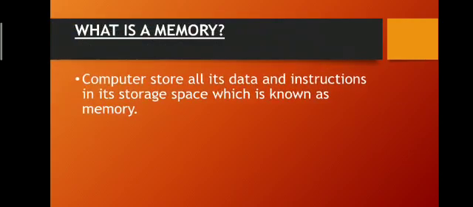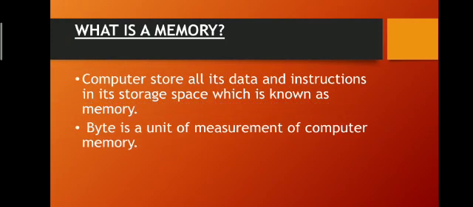Children, we all know that our computer stores all its data and instructions in its storage space, which is known as memory. Our computer memory consists of many storage locations that have unique addresses, and whatever data the computer stores, it stores in the form of binary digits. The binary digits consist of two numbers, that is 0 and 1, where 0 denotes the off state and 1 denotes the on state.